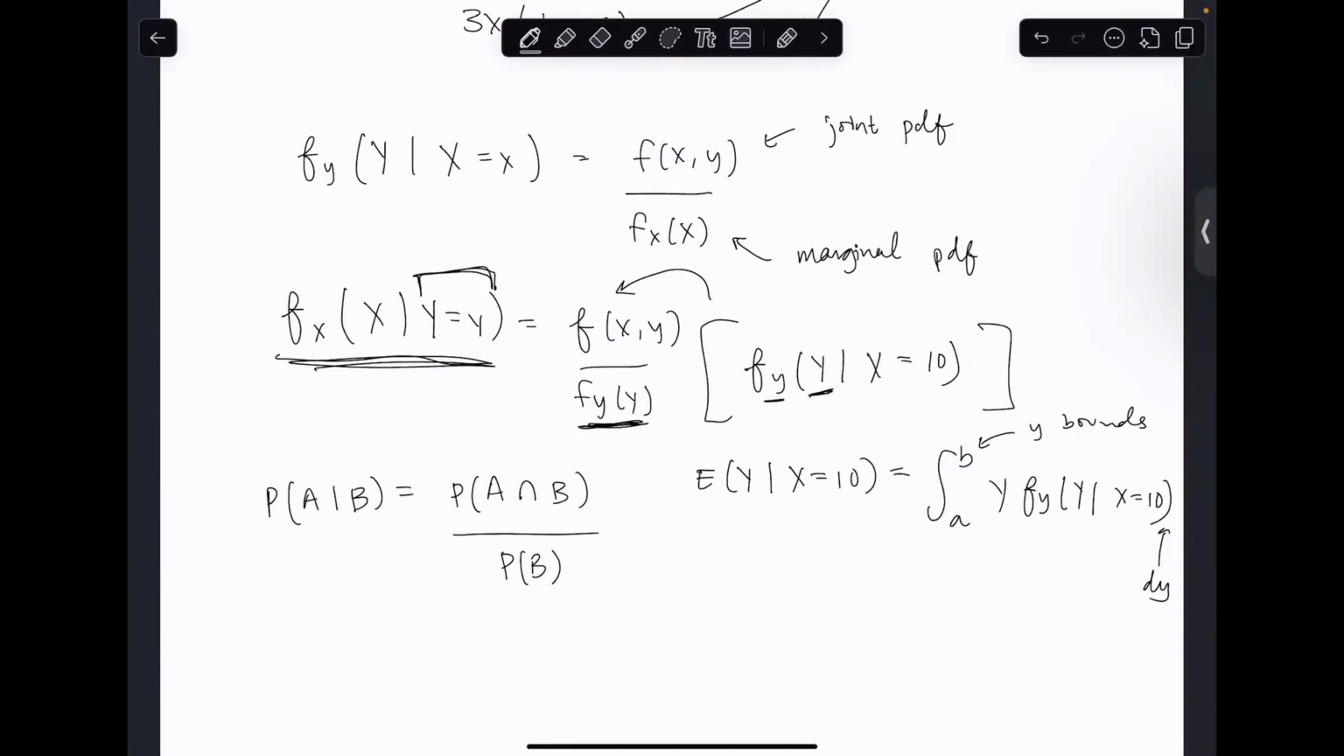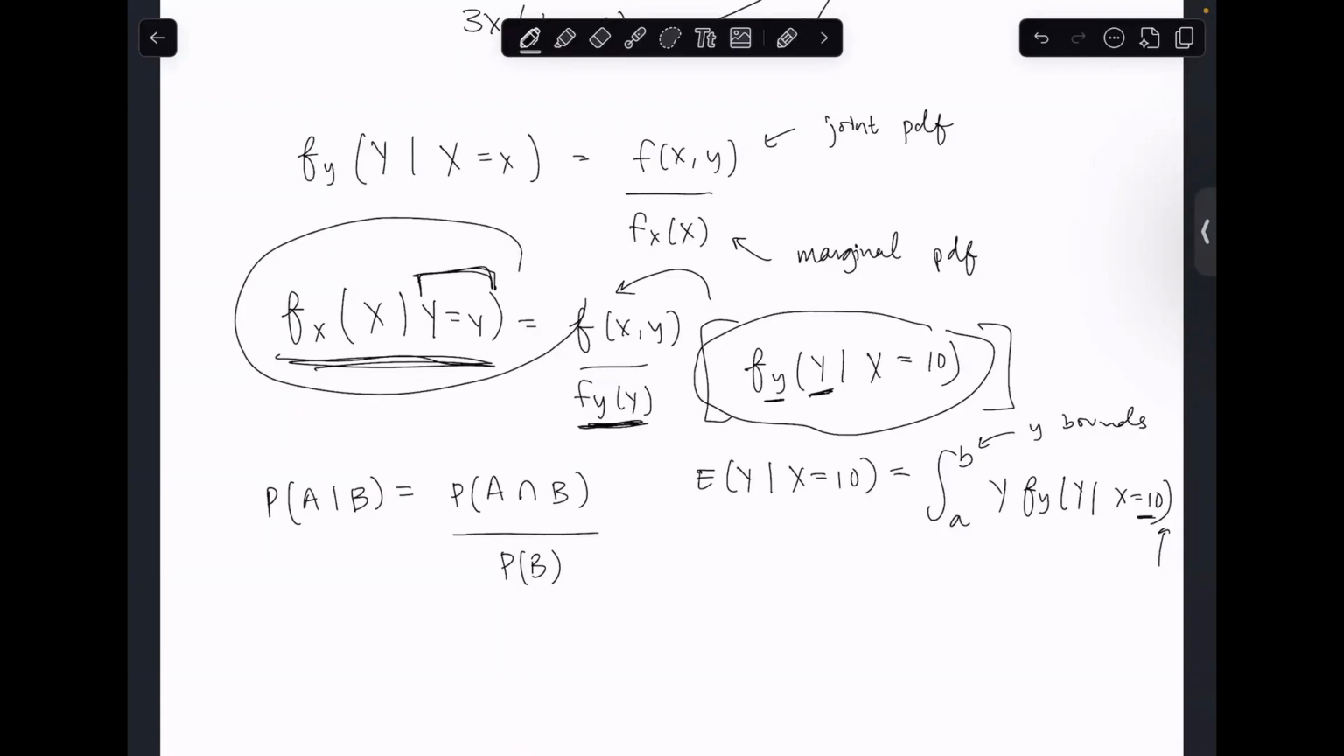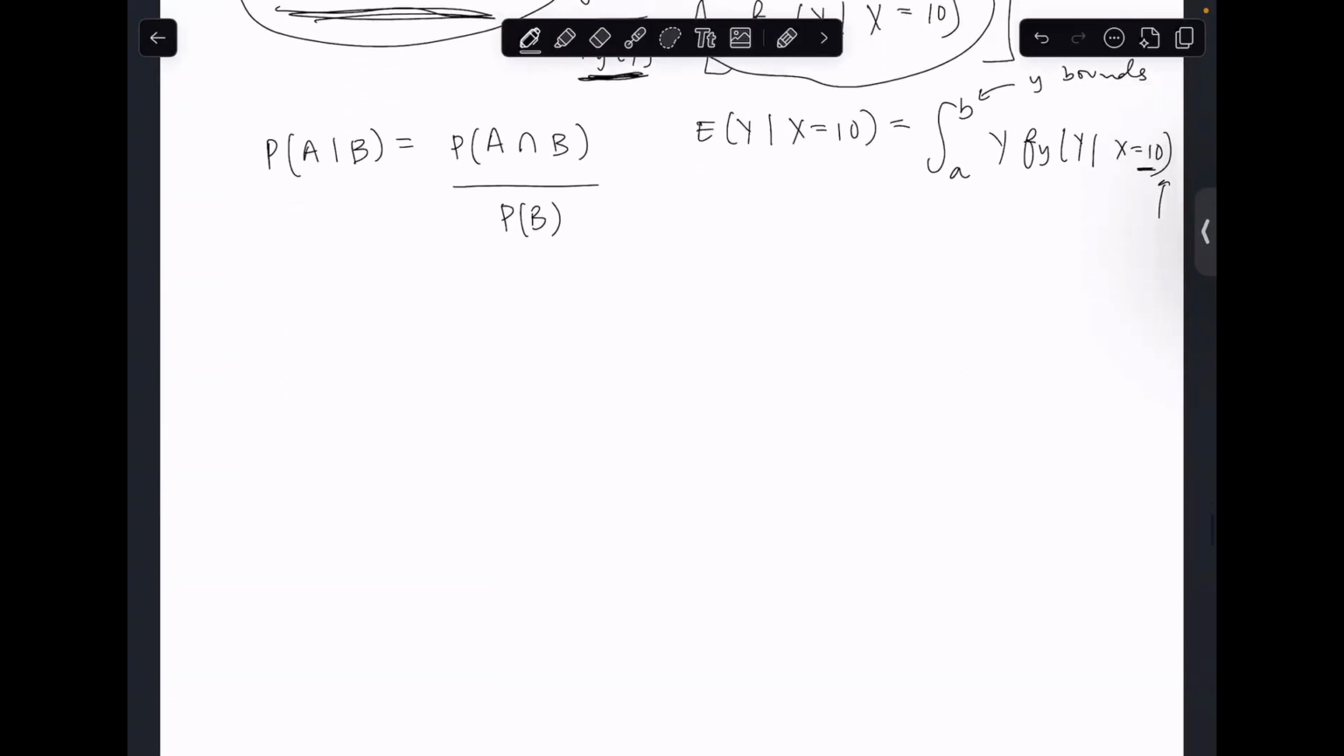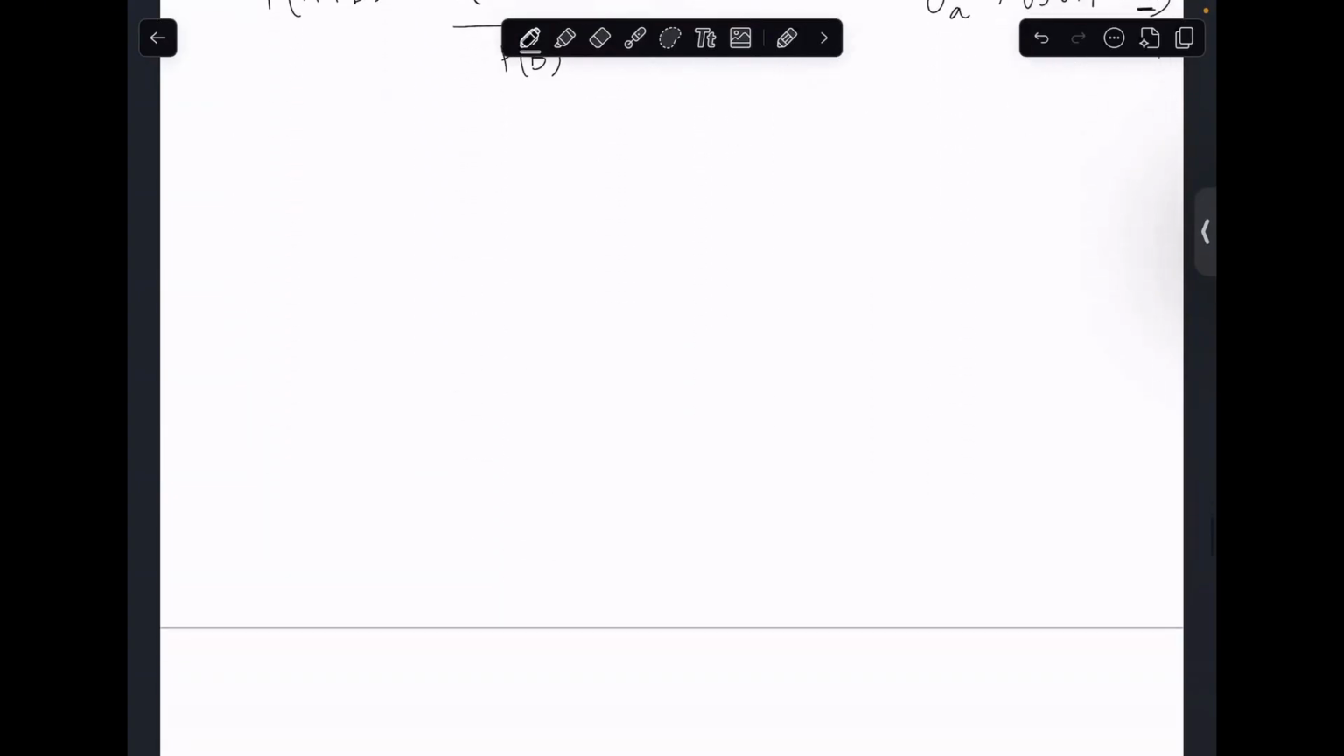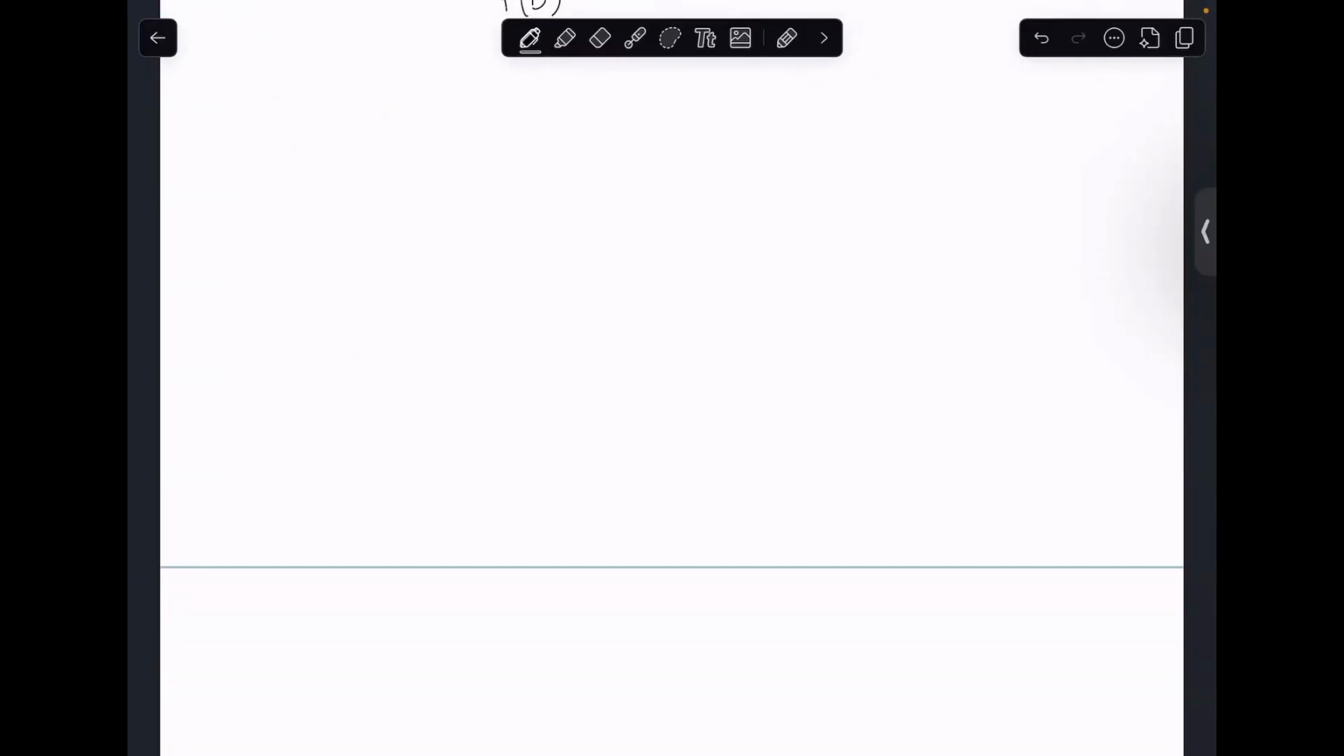If you note, we're integrating out the Y, and the X is being plugged in for a number, right? Which is 10 in this case. So we'll end up with a number. Here, we will end up with something in terms of Y. Here, we will end up with something in terms of X and Y, right? So that's one thing to keep in mind. And that's conditional density functions. Not too tricky.